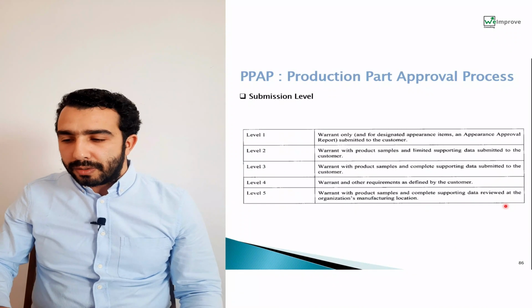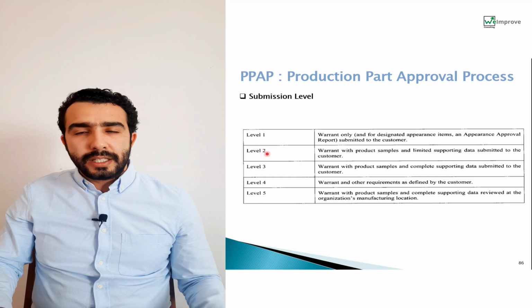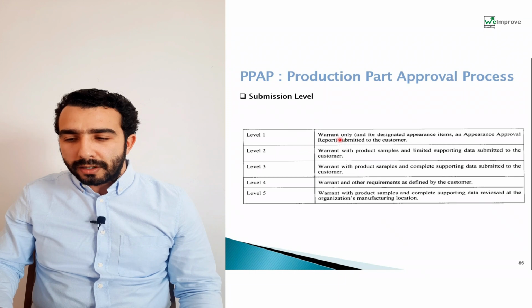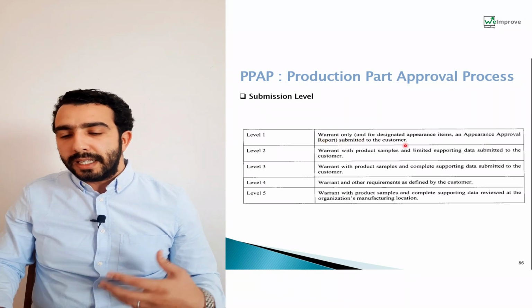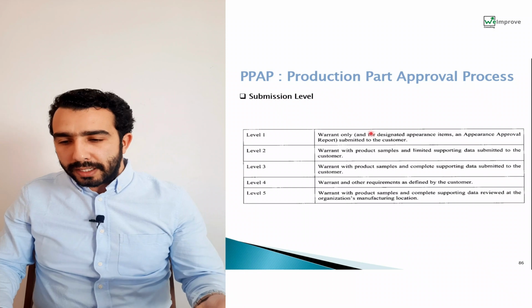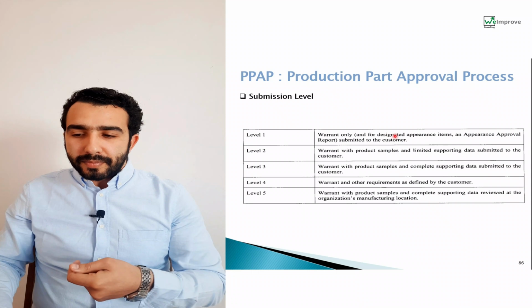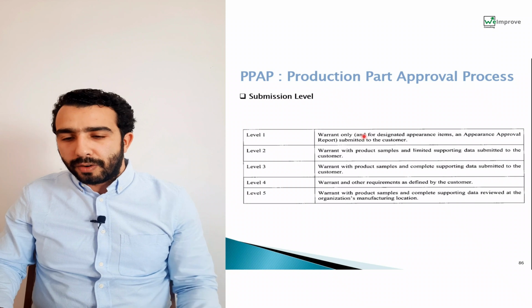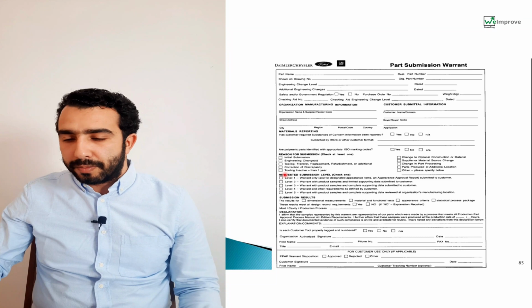So let's go now. I will explain to you quickly what the submission levels mean. There are 5 levels, as I told you. Let's read them here. Level 1 is warrant only, and for designated appearance items, appearance approval reports, submitted to the customer only. It means that whenever you have only the warrant, which is the PSW only, plus the designated appearance items and appearance approval report, this is level 1, and you have to cross-check level 1 in your PSW.